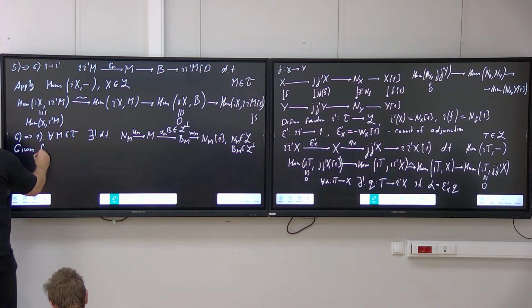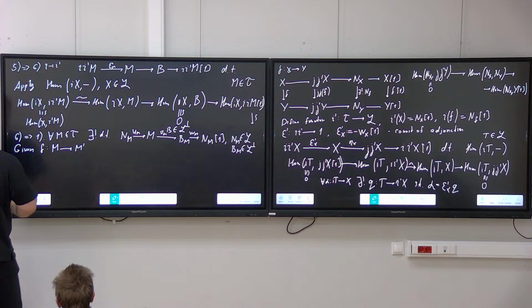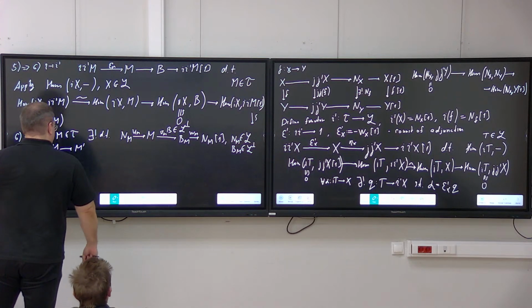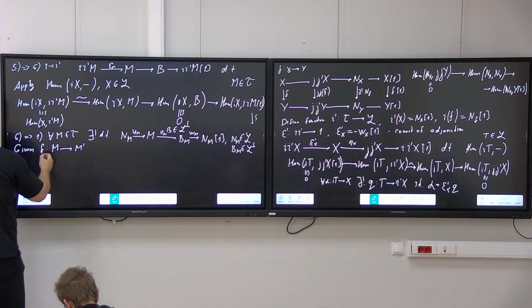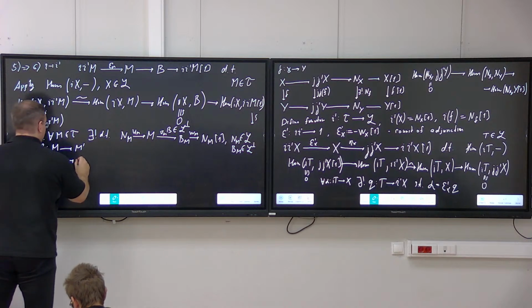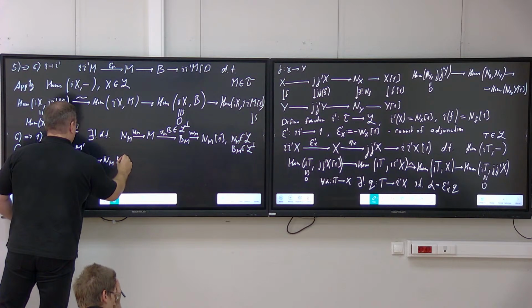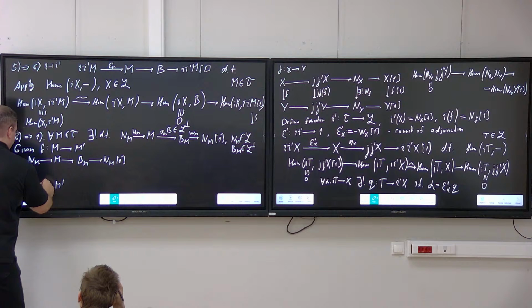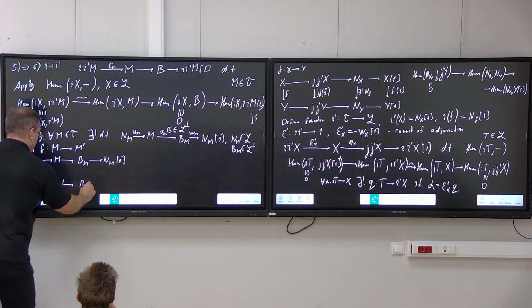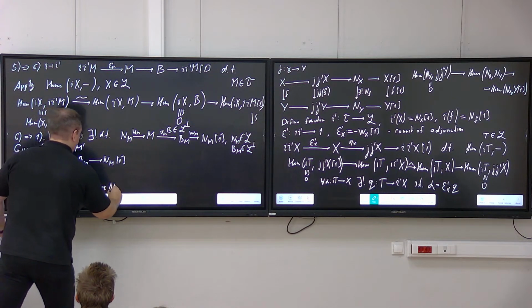So suppose we're given a map F from M to M prime. Then I'll get two distinguished triangles for M and M prime and the map in the middle. So there is N sub M, M, B sub M, N sub M with the shift. The same for M prime: N sub M prime, M prime, B sub M prime. So here is a map F, M.